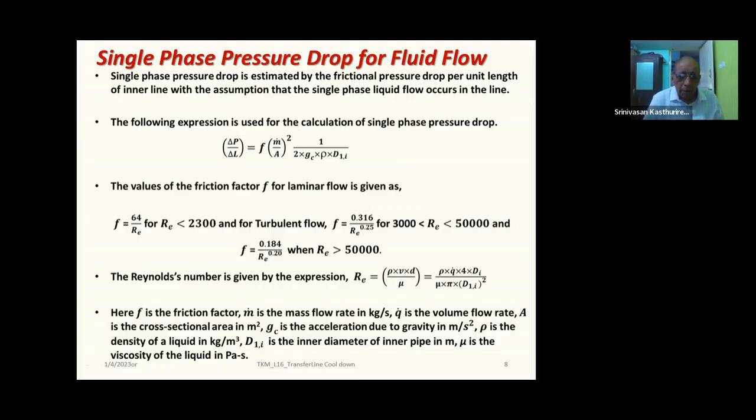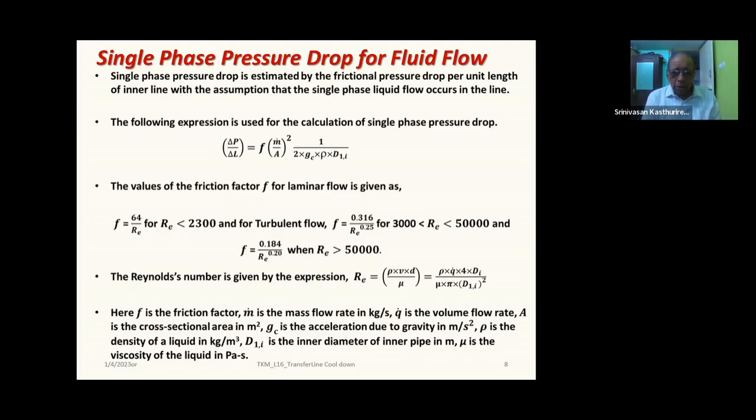Okay, and then people have arrived at the friction factors for different types of flows, either a laminar flow, a turbulent flow, or a transition region. The friction factor has been evaluated. The friction factor f is equal to 64 divided by Re when the Reynolds number is less than 2300. In other words, you have a laminar type of flow occurring in the tube.